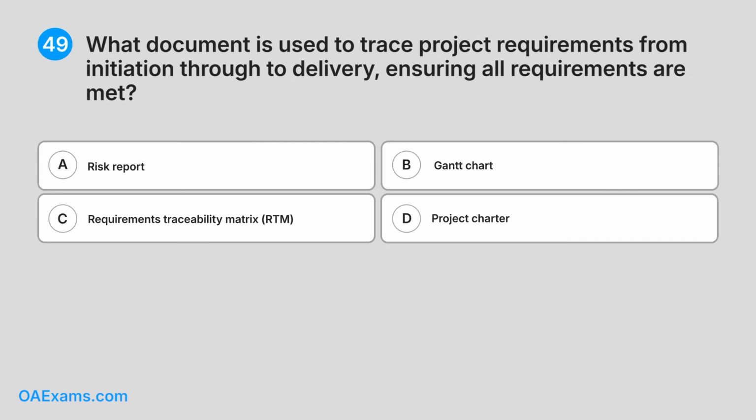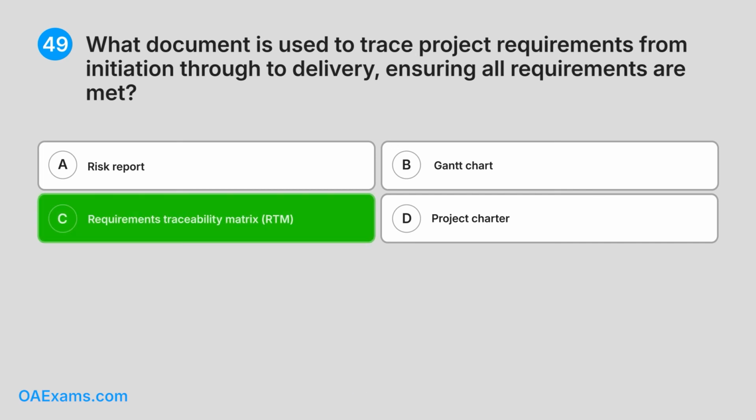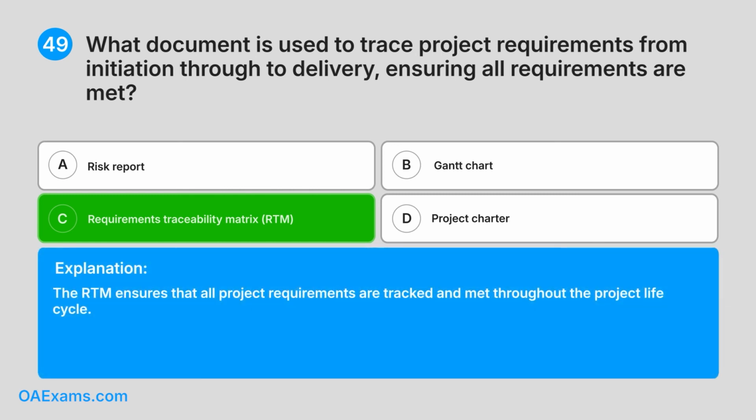49. What document is used to trace project requirements from initiation through to delivery, ensuring all requirements are met? A. Risk report. B. Gantt chart. C. Requirements traceability matrix. D. Project charter. What do you think is the answer? Correct answer. C. Requirements traceability matrix. Explanation. The RTM ensures that all project requirements are tracked and met throughout the project lifecycle.